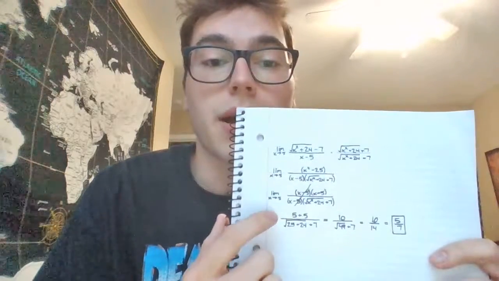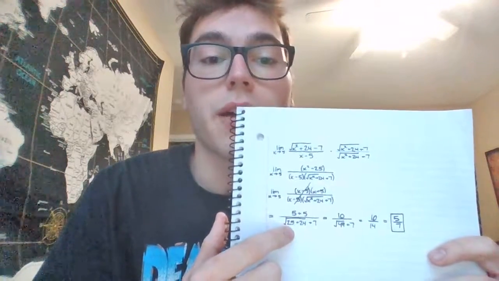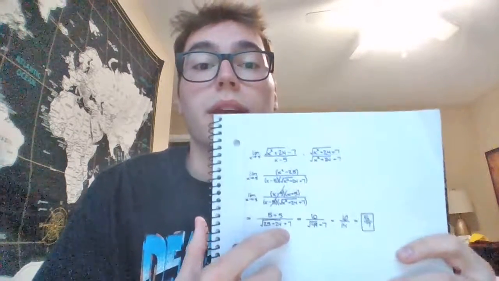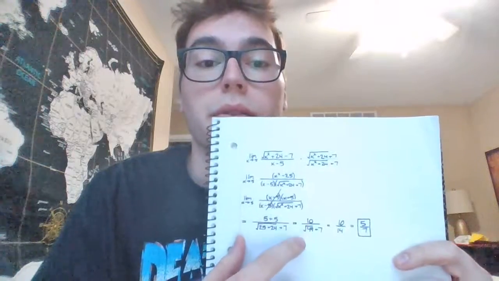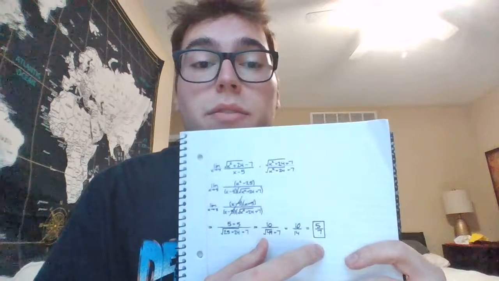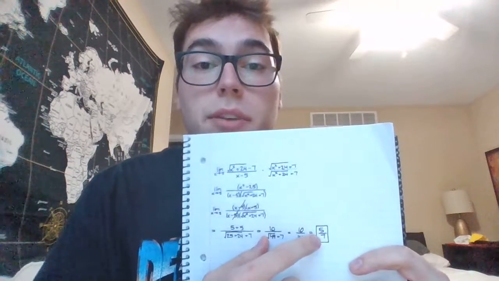We now have 5 plus 5 over the square root of 25 plus 24, which is 49, plus 7. So then when you break that down, you just get 10 over the square root of 49 plus 7, which is just 10 over 14, which simplifies to your final answer: the limit is 5 over 7.